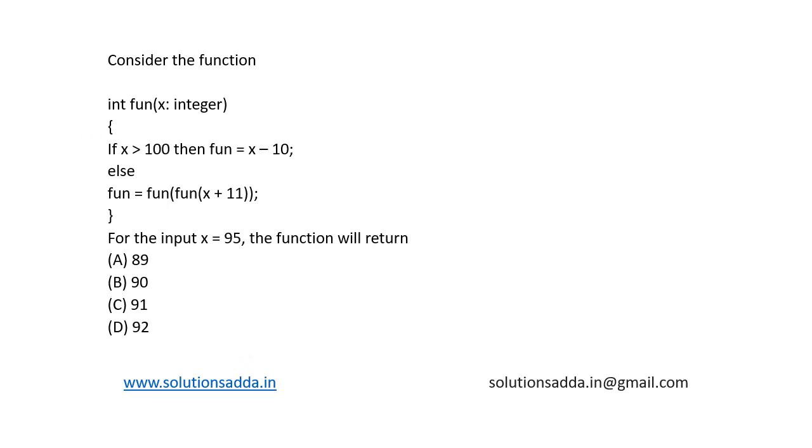This is a question from C programming. We are given a function fun which accepts an integer x, and if x is greater than 100, we return x minus 10, else fun is equal to fun of x plus 11. So f of 95. We are calling for the input x equal to 95. What will be the return value? F of 95: since 95 is less than 100, f of 106 is called, since 95 plus 11 is 106.